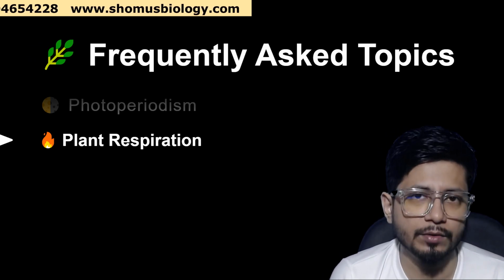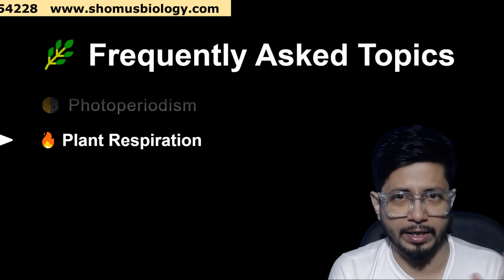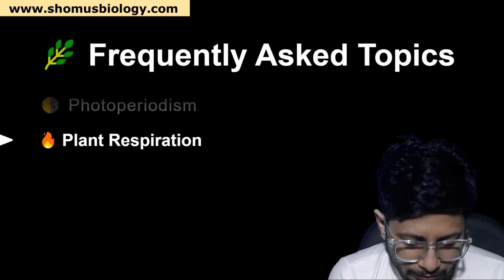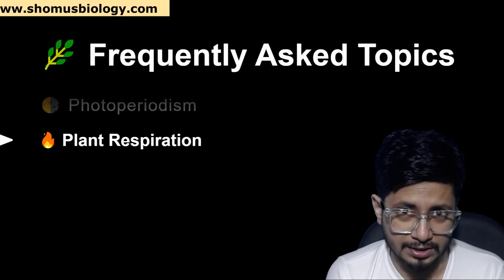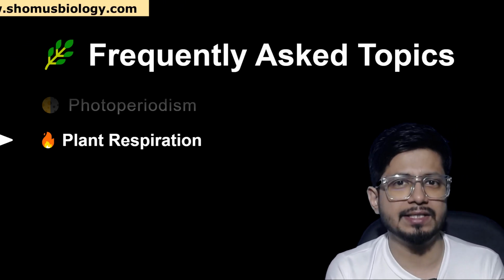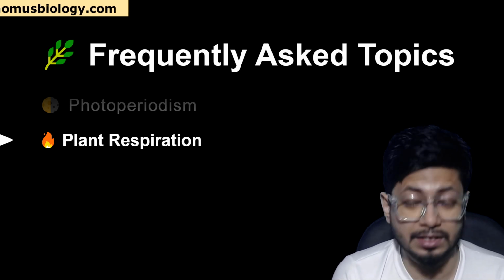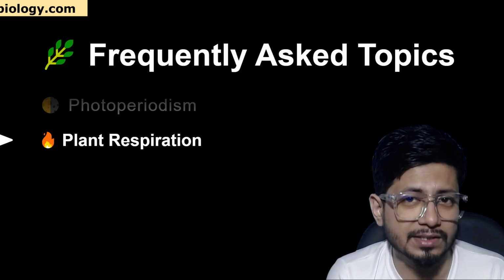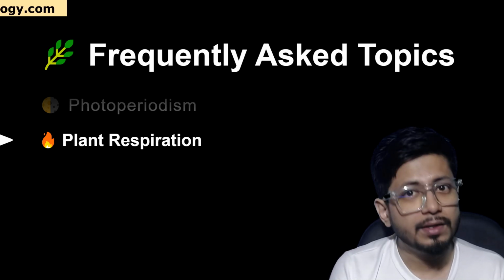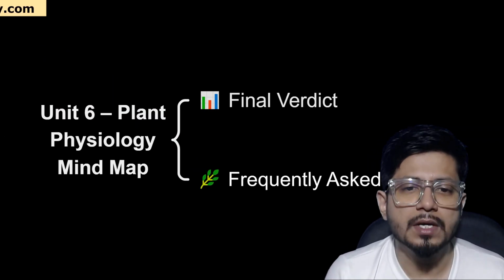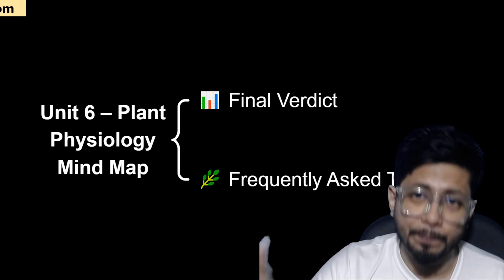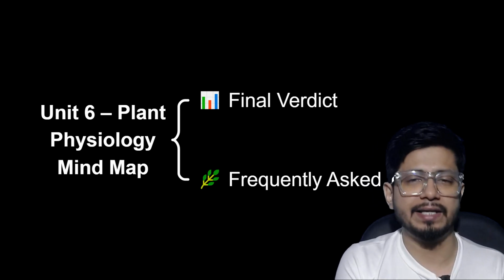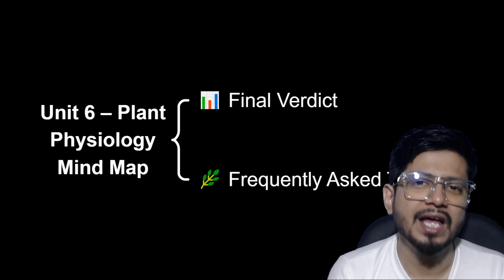One more topic that I will include here: we talked about C3, C4 and CAM plants and their differences. And in plant respiration you need to know about the fixation of oxygen. Fixation of carbon dioxide is the process of photosynthesis, but fixation of oxygen also occurs. What happens when fixation of oxygen is done is also very important. So these are the topics which are repeatedly asked from Unit 6 Plant Physiology in the CSIR NET LSBT examination that you prepare.